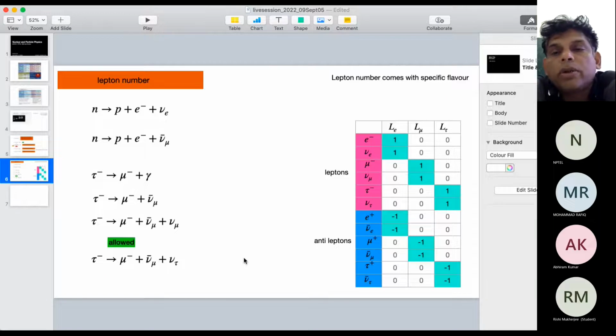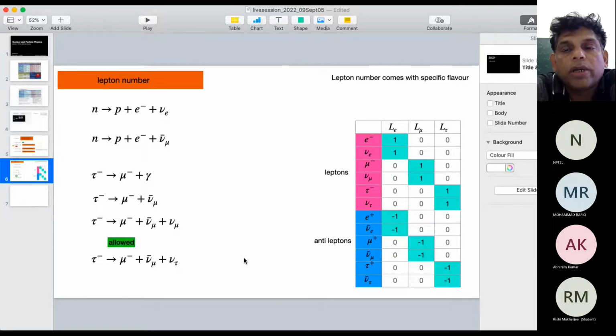So what you have to do is remember this, but remembering it is not too hard. There is the electron and the electron-type neutrino; there are only 2 of them. They have Le equal to 1. All other quantum numbers, lepton numbers and baryon number, etc., are 0 for those.